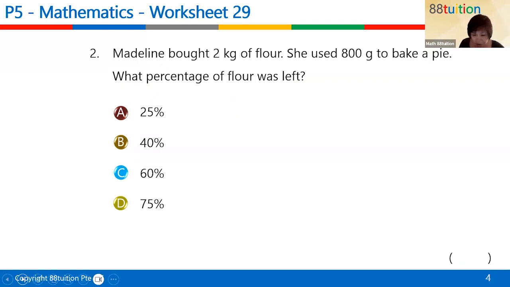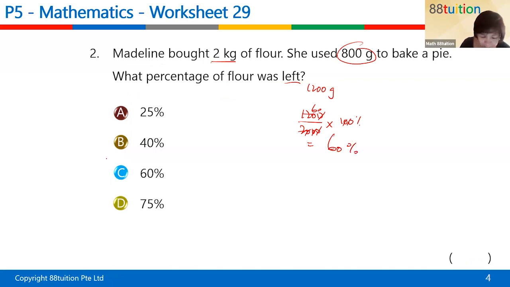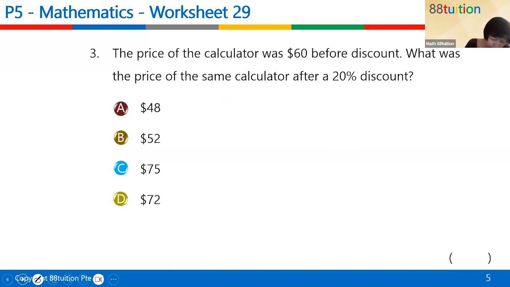Magdalene bought 2 kilograms of flour and she used 800 of them. What was left is 1,200 grams, right? So what was the percentage? 1,200 over 2,000 multiplied by 100%, and that gives you 60, right? C for that. Next question.